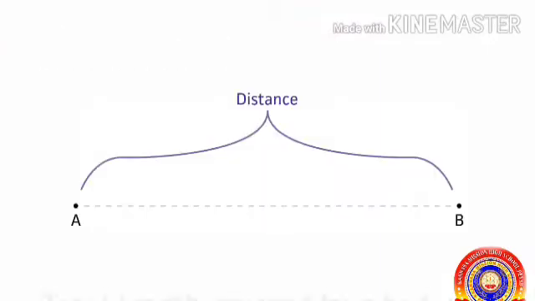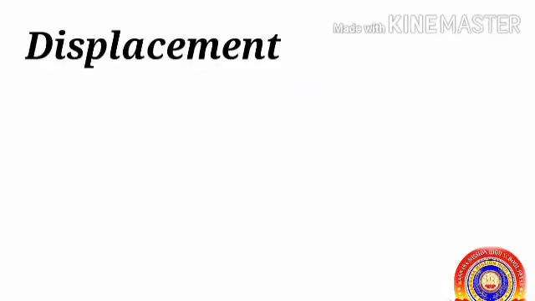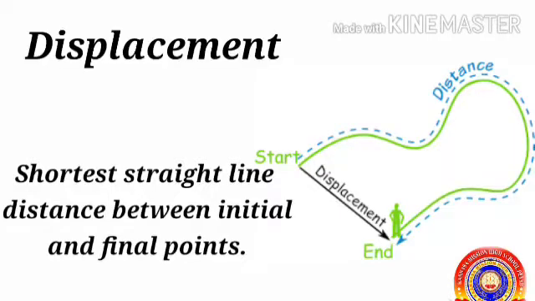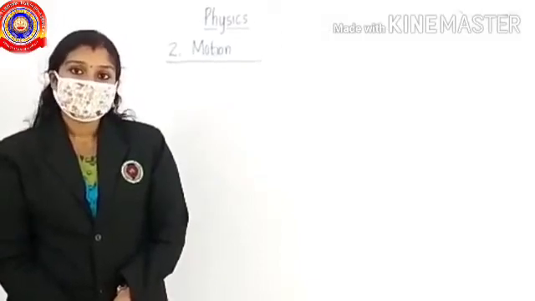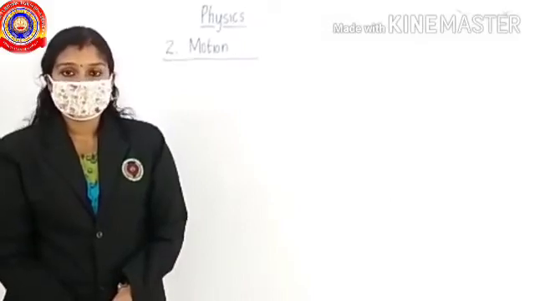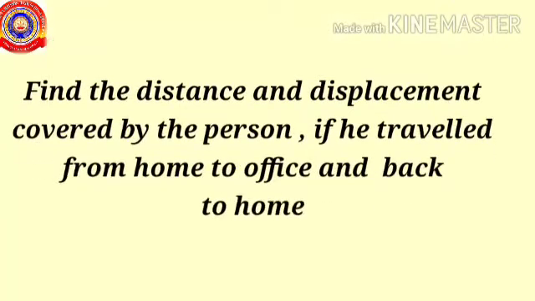Then, what is distance? Yes, it is the total length covered by a body. Then, what about displacement? Yes, it is the shortest straight line distance between initial and final points. Do you remember? I gave an activity to you. Did you complete that? Okay, I will explain it. And our question is, find the distance and displacement covered by the person if he travelled from his home to office and back to home.